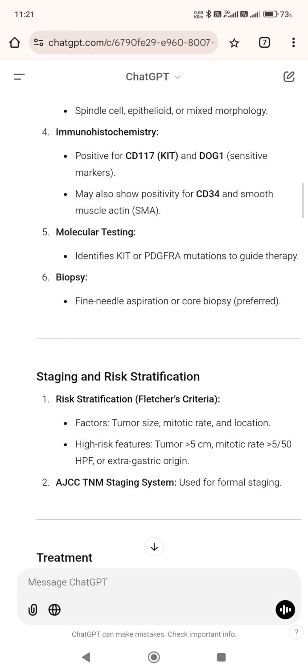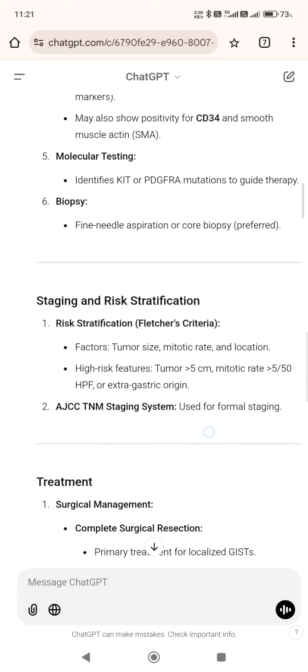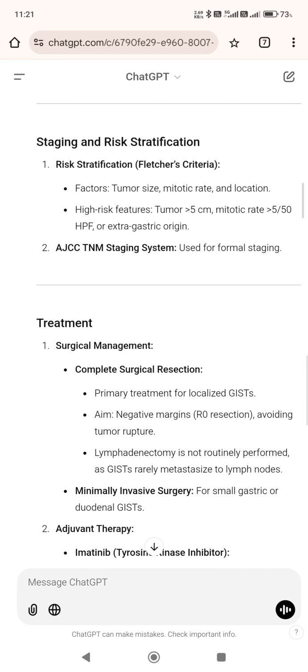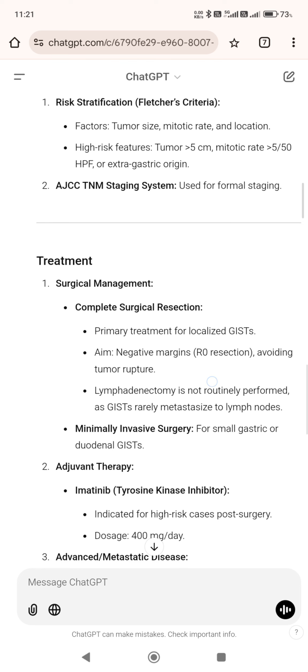Staging and risk stratification. 1. Risk stratification, Fletcher's criteria. Factors: tumor size, mitotic rate, and location. High-risk features: tumor greater than 5 centimeters, mitotic rate greater than 5 per 50 HPF, or extragastric origin. 2. AJCC-TNM staging system, used for formal staging.